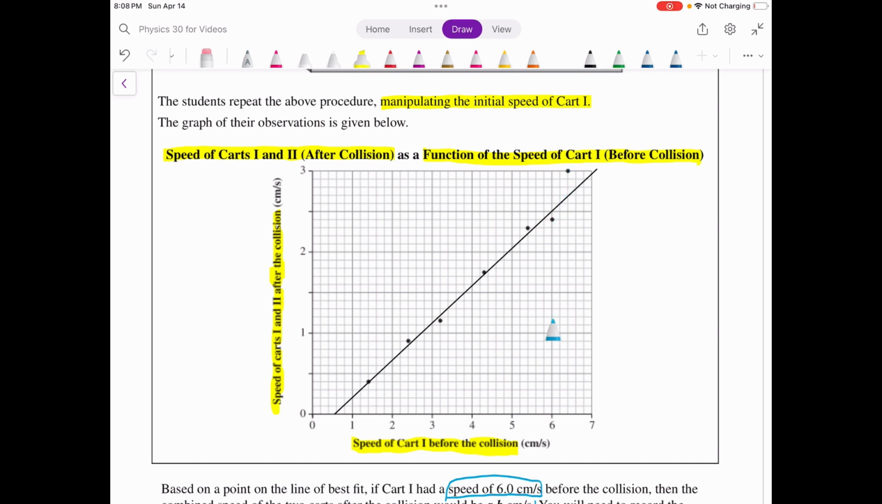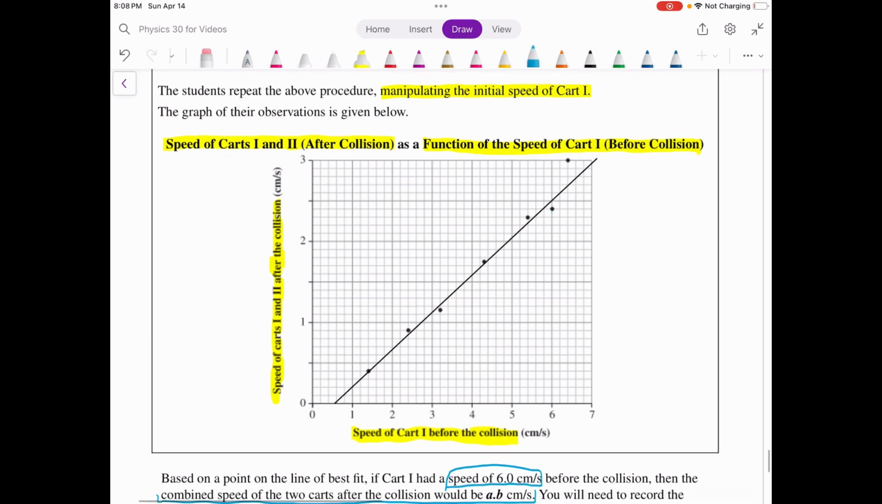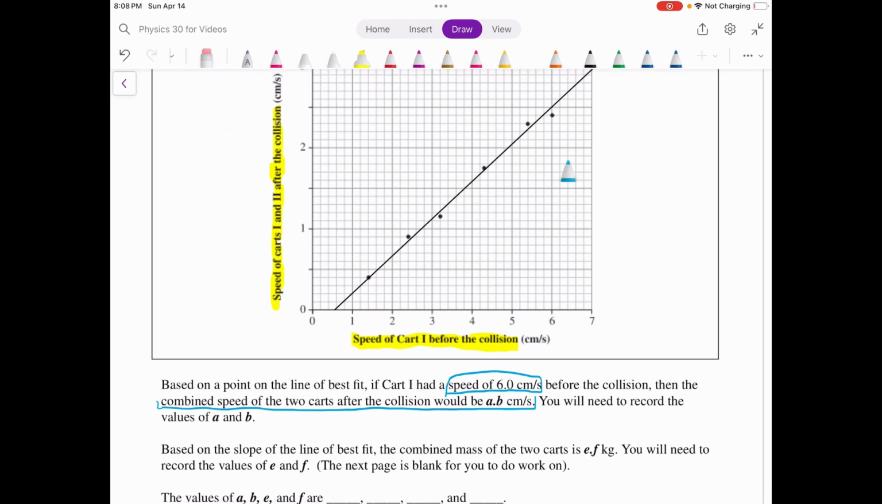Same actually applies to the one we're looking for, right? We want to know if we were to repeat this experiment and give it a speed of 6 centimeters per second initially, what would we expect the speed to be after the collision of the 2 carts together? Well, we can actually see here, like this data point, they did that. They did 6 centimeters per second. It doesn't actually look that great, does it? It looks like this one might have been a little bit off. It doesn't fit the trend suggested by the other data as well as it could.